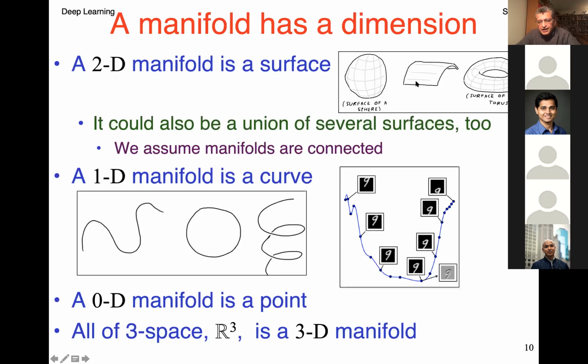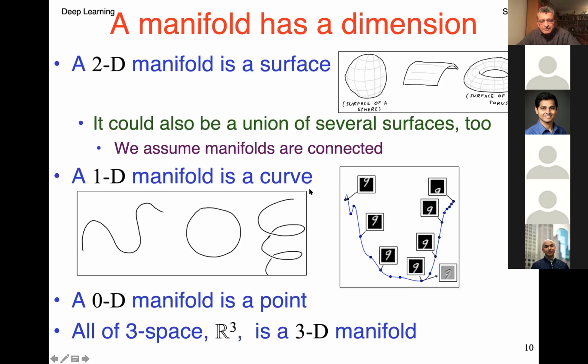Here is a sheet of paper slightly bent, and that is also a 2D manifold. And we have the surface of a torus, of a donut. That again is a two-dimensional manifold. So it is not three-dimensional, although it's a three-dimensional object. The surface is a two-dimensional manifold. It could also be the union of several surfaces too. So a 2D manifold is a surface or a union of several surfaces.